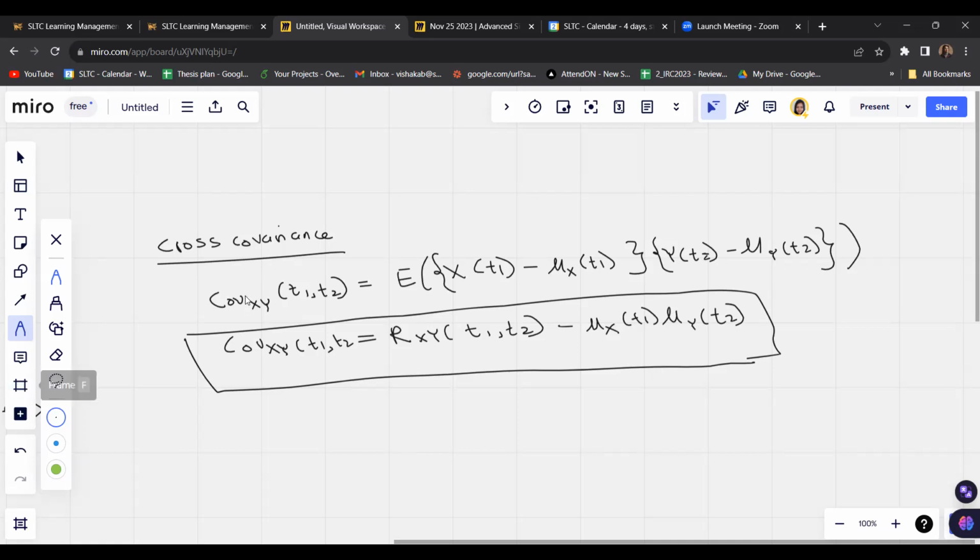Then, if in some case the cross covariance value is equal to 0, then that means that Rxy t1 t2 equals mu x t1 times mu y t2.